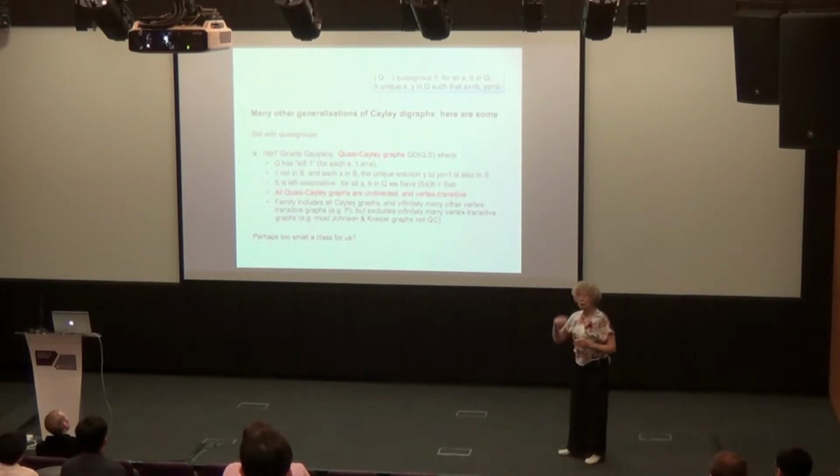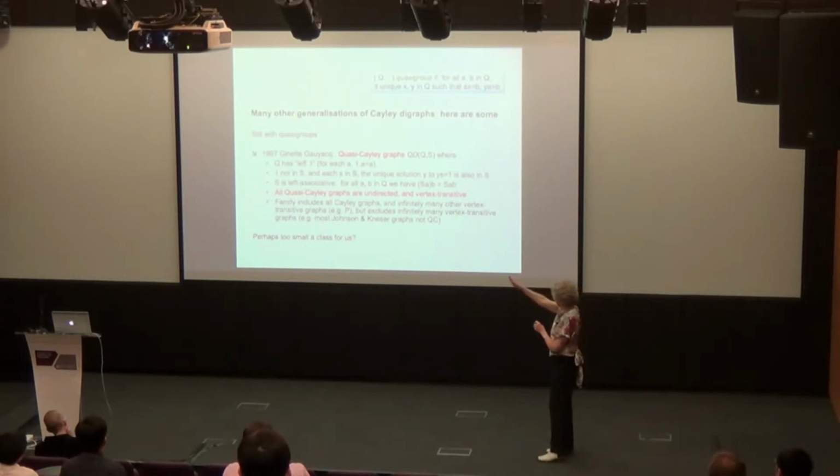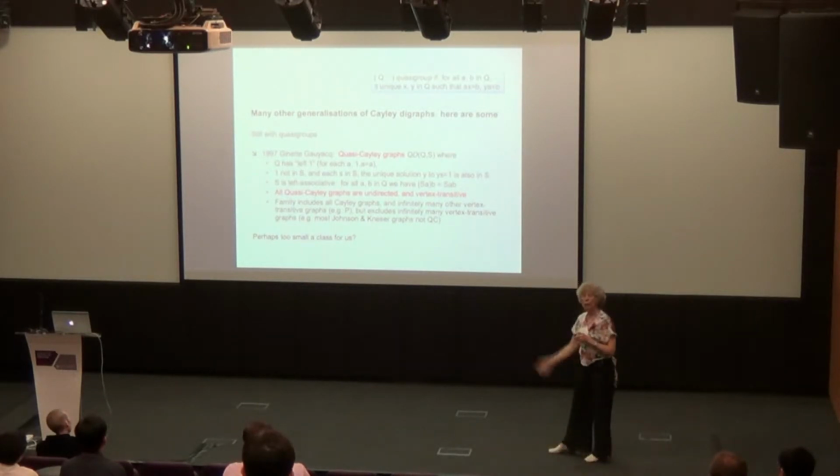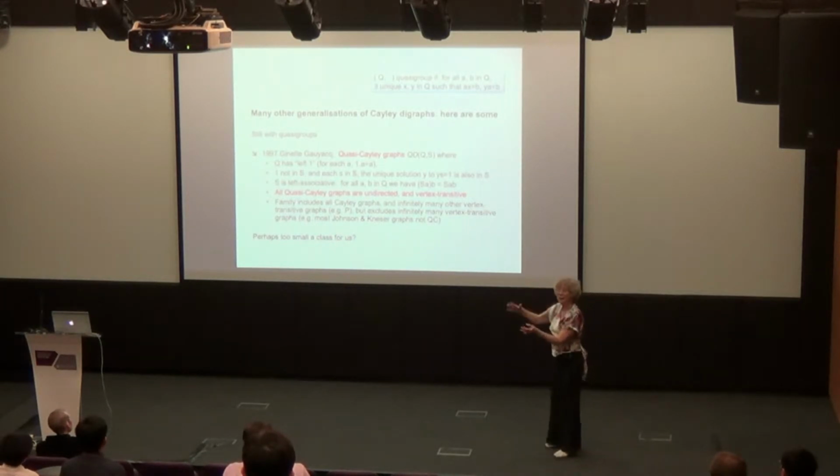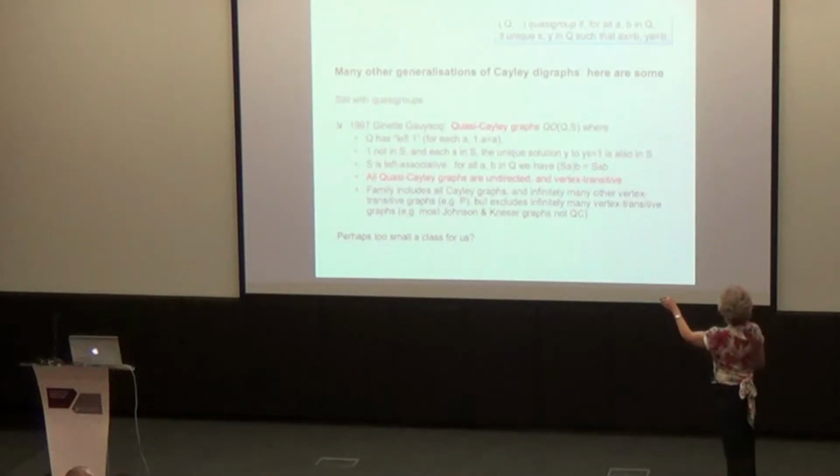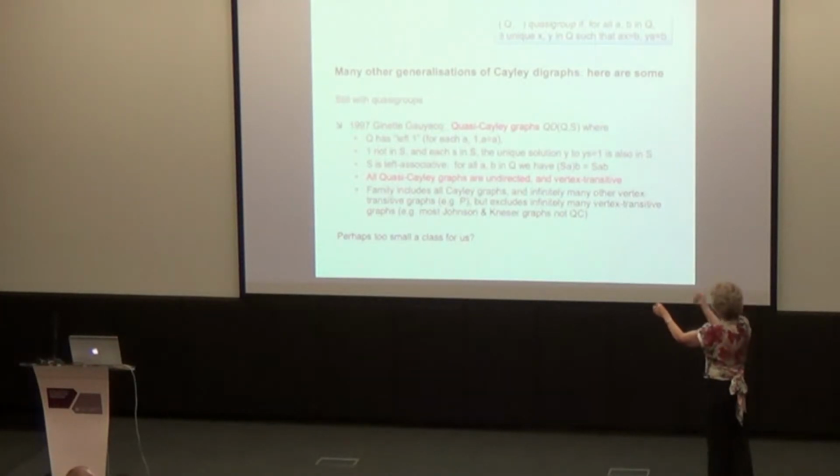Other people have looked at it. For example, this was about the 70s, so 20, 30 years later, Jeanette Digraphs again looks at quasi-group digraphs and puts many, many extra conditions on them and calls her class of graphs quasi-Cayley graphs. But she puts so many extra conditions that her quasi-Cayley graphs are all undirected and all vertex transitive, but not all vertex transitive graphs are quasi-Cayley graphs.